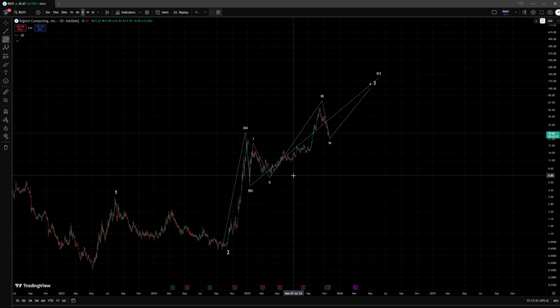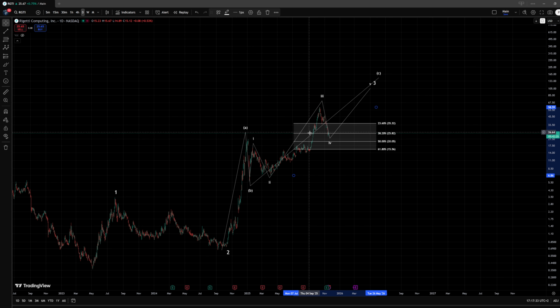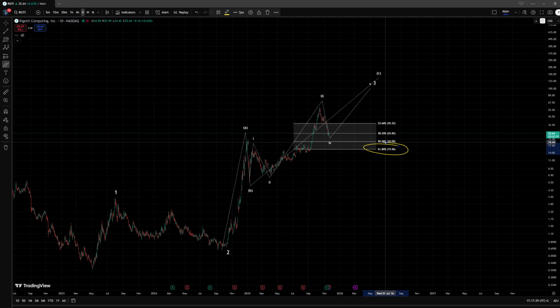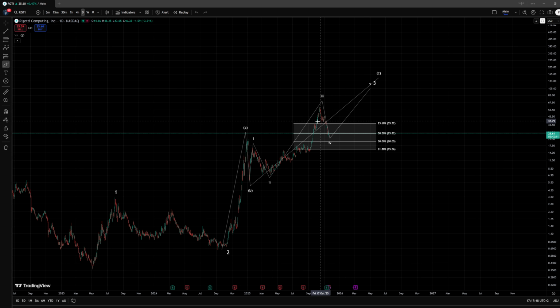Now, within this wave 4 correction, I am looking for the retracement to find support in the area between the $35.3 all the way down to the $15.5 at the 61.8% retracement. And in this case, it isn't the same as it was with the bullish scenario, that if we break that, we cannot track the bullish interpretation, but we can still track continuations higher.